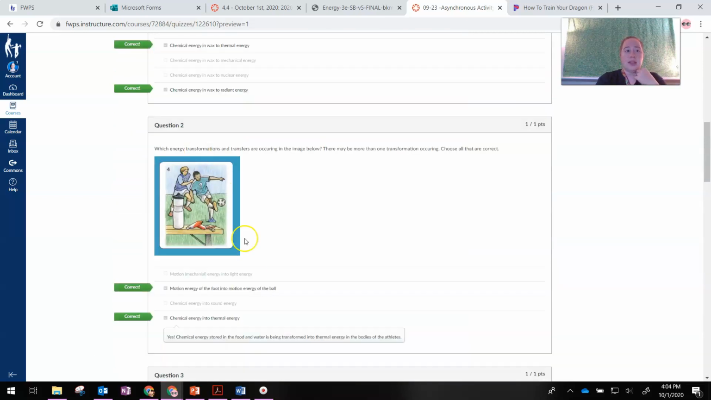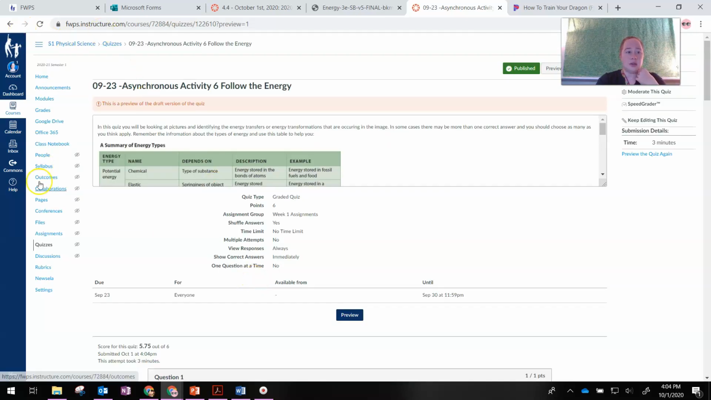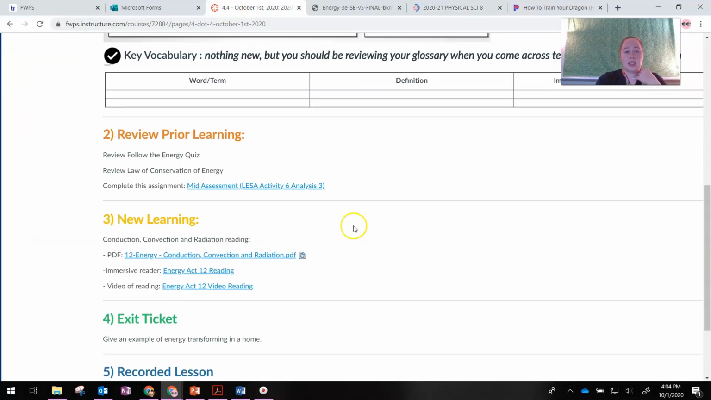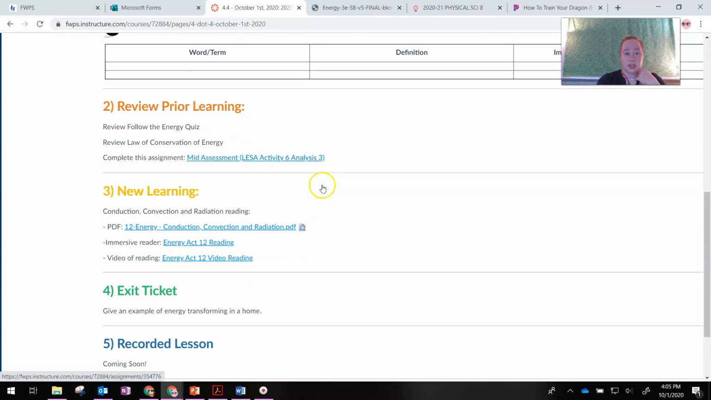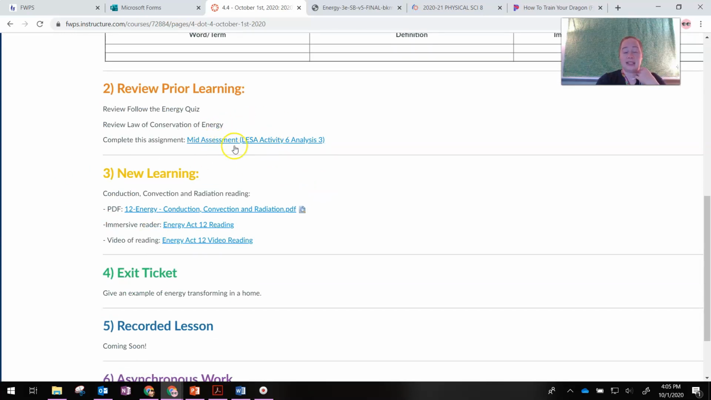Then during class, we did the LISA for activity number 6, which was about energy transformations and the law of conservation of energy. This LISA is an assignment, which means it's an official grade going into the Real Reels gradebook. So that's something we really want to take seriously, so take your time and do your best. Then you should do the reading.